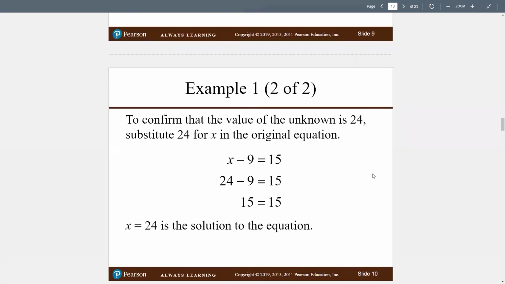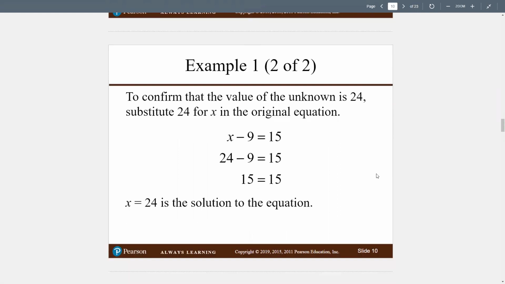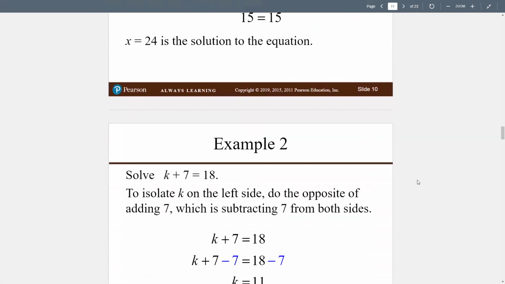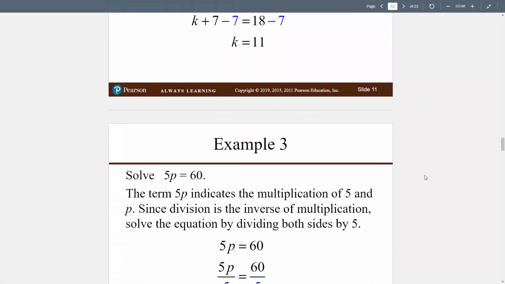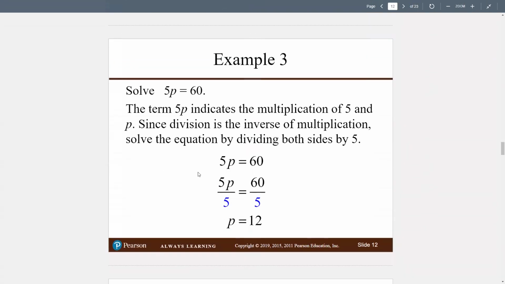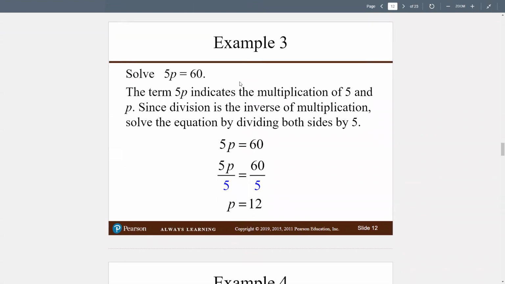And they just showed you what I already said. This is just a second example. I don't really think we need it there. So example 3 is now undoing multiplication. The opposite of multiplication, of course, is division. And again, once you figure it out, how do you know it's right? Well, 5 times 12 will give you 60.